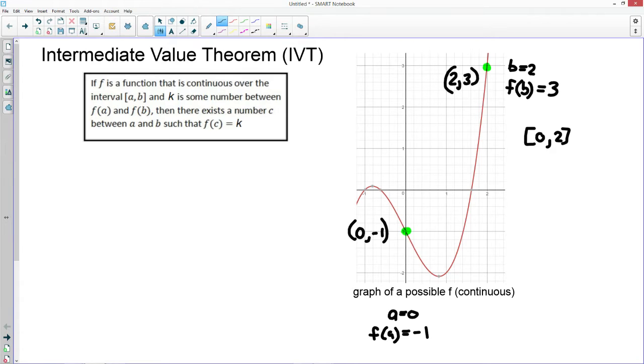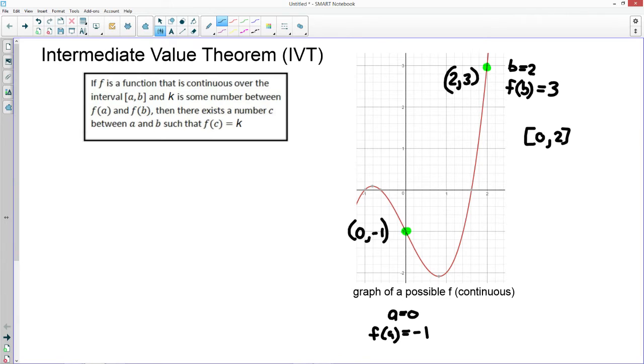So we've got a lot of choices for k, right? We're going from -1 to 3. So k could be 0, k could be 1. Of course, it could be a decimal too, but I'm just talking about some integers here to make it easy. Then there exists a number c between a and b, right? So between 0 and 2, such that f of c equals k.